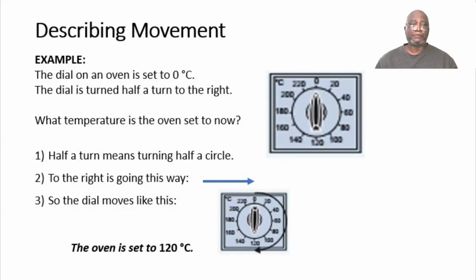Let's look at an example. The dial on an oven is set to 0 degrees Celsius. Now look at the diagram. The dial is turned half a turn to the right. What temperature is the oven set to now? Look at the direction clockwise, and you'll see that the oven is set to 120 degrees Celsius.